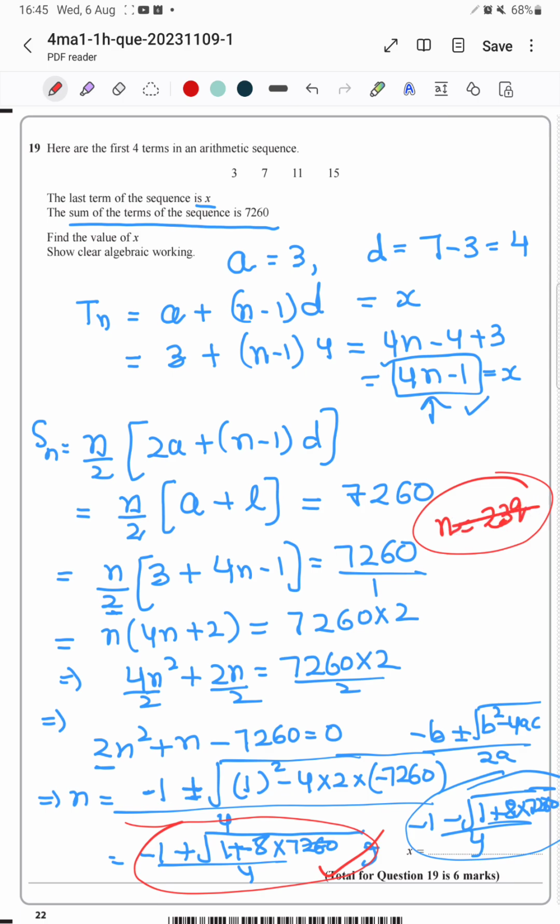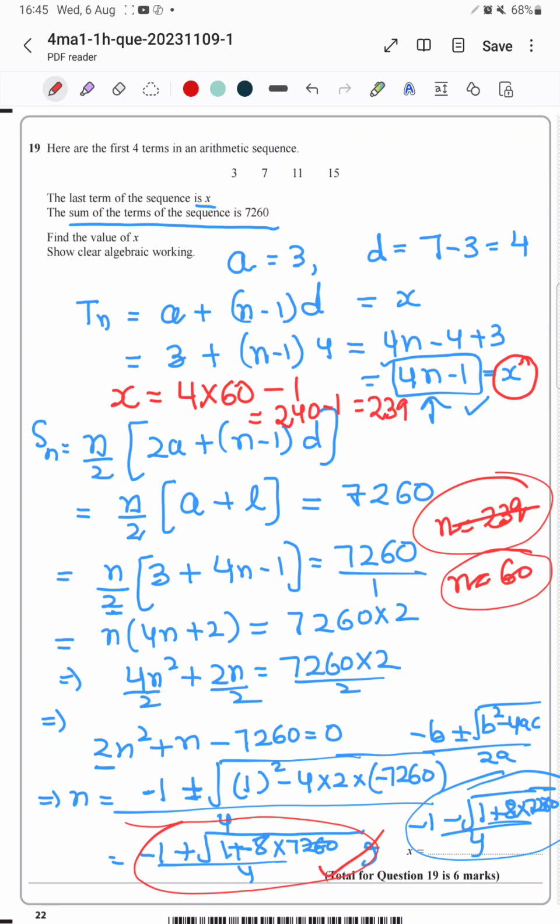Sorry, this will come out as n is equal to 60. Okay, when you get n equal to 60, now our focus is to calculate x. So x is equal to 4 multiplied by 60 minus 1. That is equivalent to 240 minus 1, and that is 239. So this will be our answer. Here for n you will get the answer as 60, not 239.